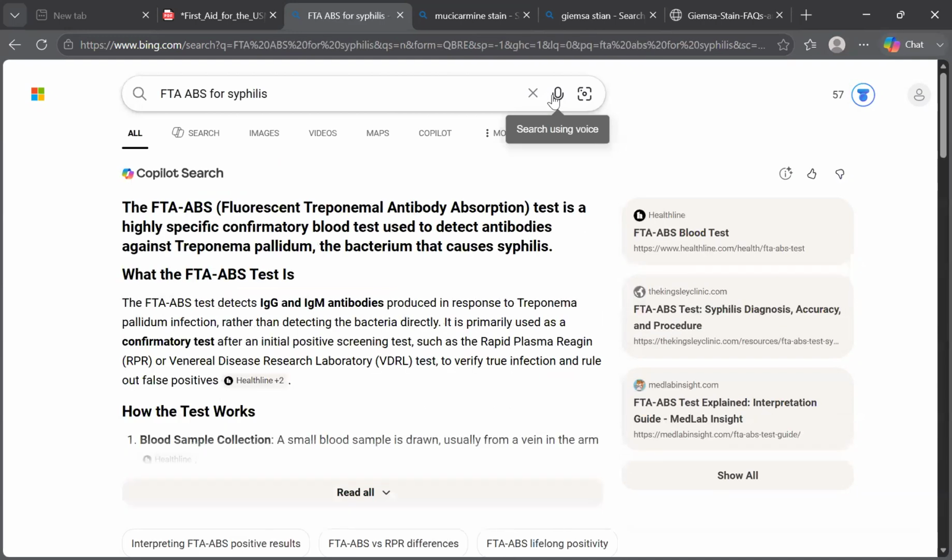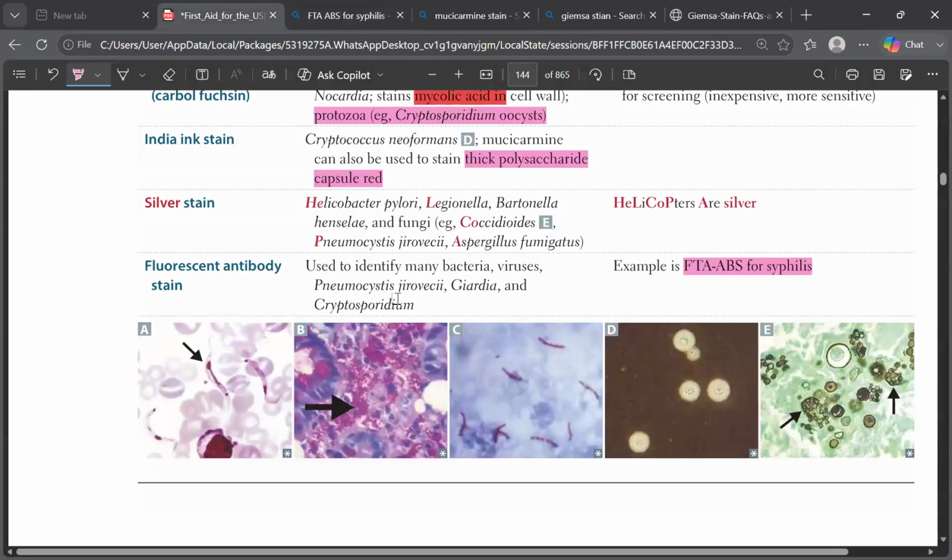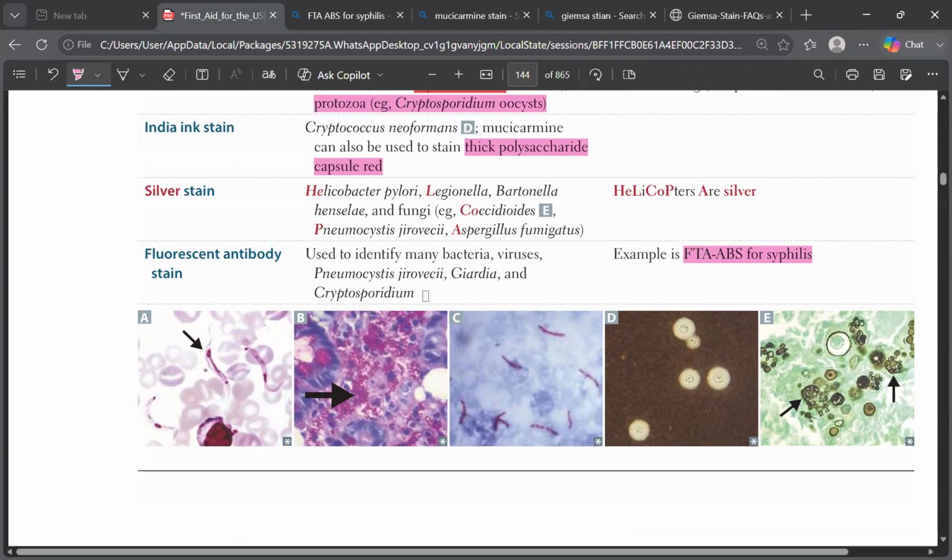It is a fluorescent reproducible antibody absorption test. It is a highly specific confirmatory blood test used to detect antibodies against Treponema pallidum, the bacterium that causes syphilis. Okay, so fluorescent antibody stain, FDA is fluorescent antibody stain for syphilis, and is also used to detect pneumocystis, giardia, and cryptosporidium.